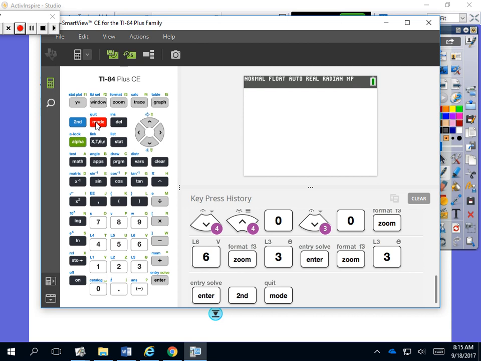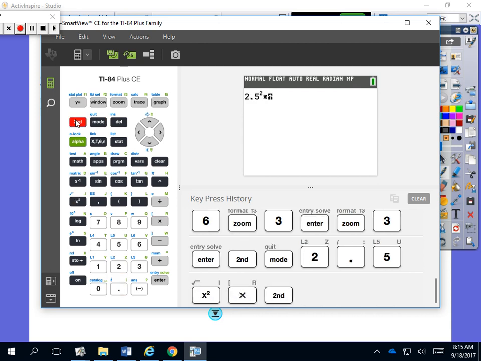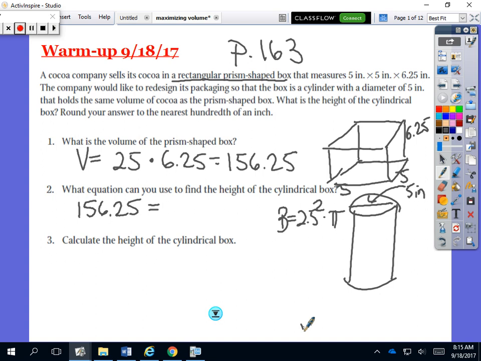So 2.5 squared times pi, and we get 19.63. So the area of that base is 19.63. So the only thing we don't know is the height of the box. So there's your equation.